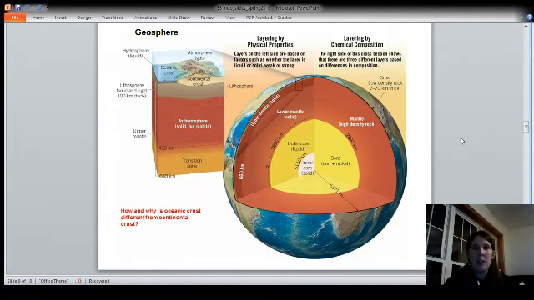So when we talk about the geosphere, first we're going to look at just a very basic breakdown of the planet Earth. So on the right-hand side, we have a breakdown of the layering by chemical composition. So this just shows how the interior of the Earth is divided based on differences in composition.